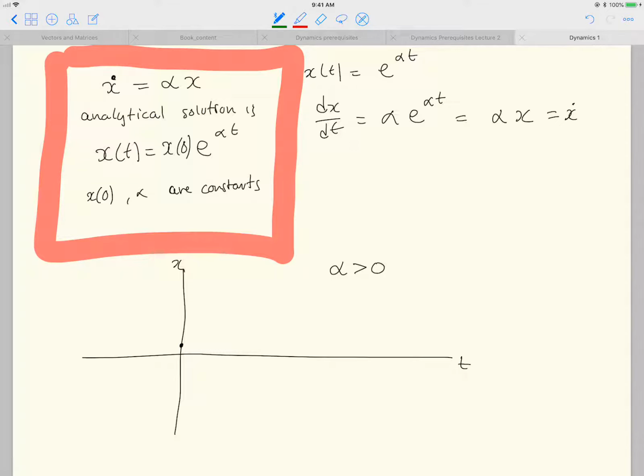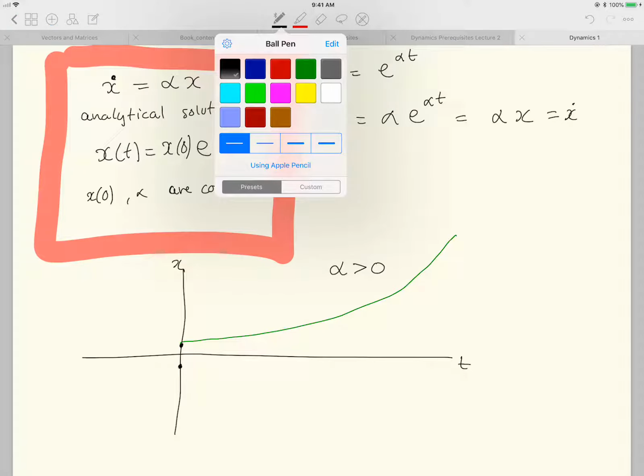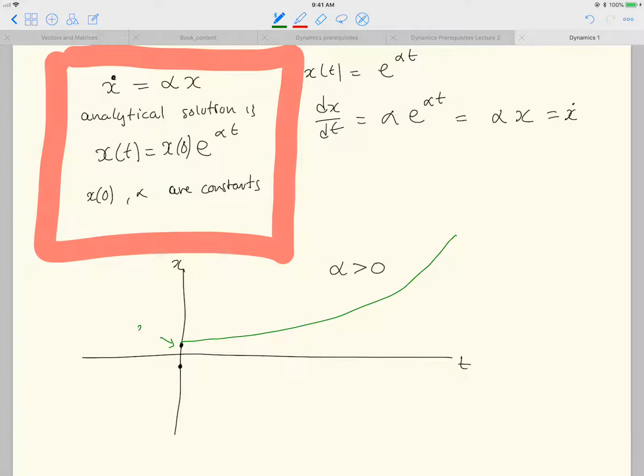As t gets large and alpha is positive, e to the alpha t is going to get very large. So this is exponential growth. It's going to look like that, and in fact, it's going to go off to infinity as t goes to infinity. What if x at t equals naught were negative? Then what would it look like?